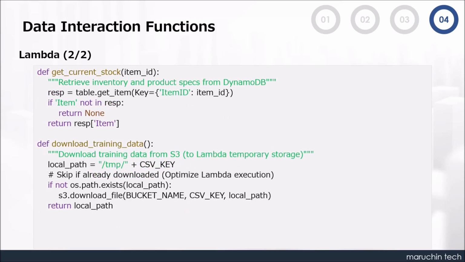Here, within the newly added functions, we handle the necessary data exchange with S3 and DynamoDB. In the function getCurrentStock, we retrieve inventory and the product information from DynamoDB. In the function downloadTrainingData, we retrieve the past training data from S3.